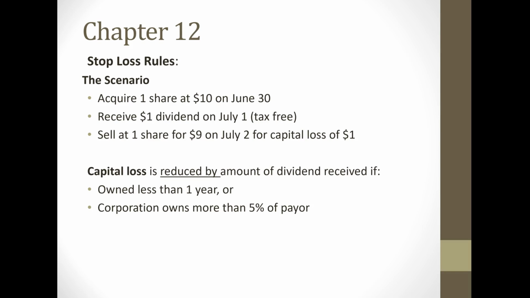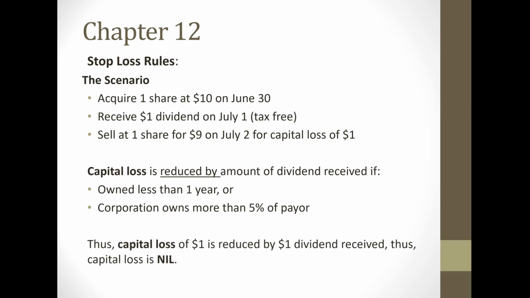So in this example, because it was owned for less than 1 year, the capital loss of $1 is reduced by the $1 dividend received, so the capital loss is 0. So that is an example of the stop-loss rules.